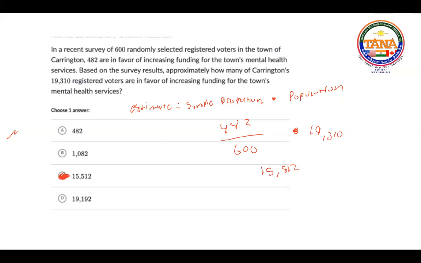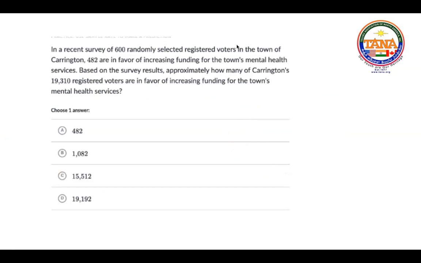Would anyone like to explain why they got A? For the people who did get A, just raise your hand so I know, so I can unmute you. Yes, for these types of problems, you can use a calculator because there's no way they expect you to know how to multiply 482 over 600 times 19,310. But yeah, the answer for this one is C.